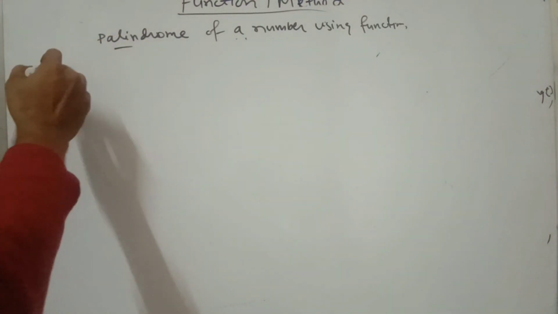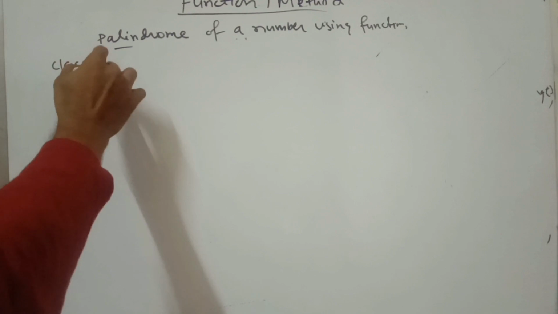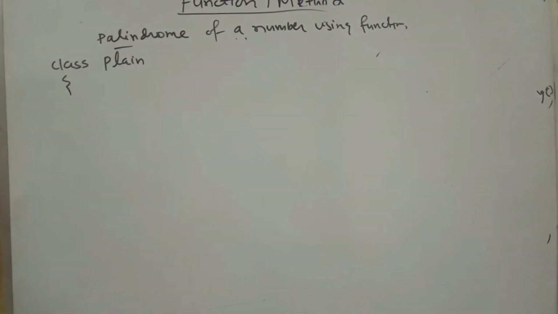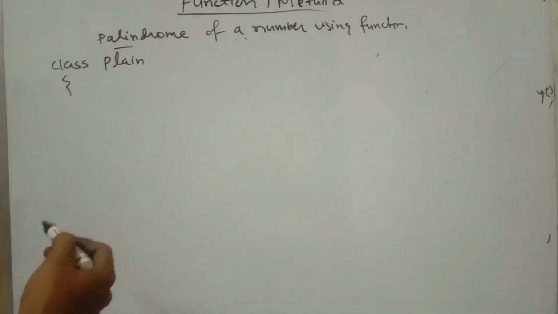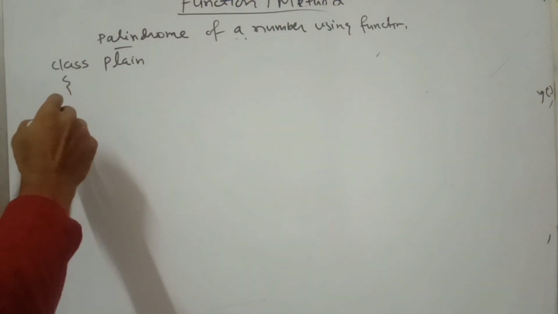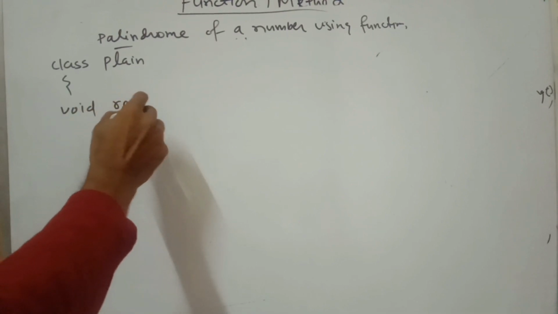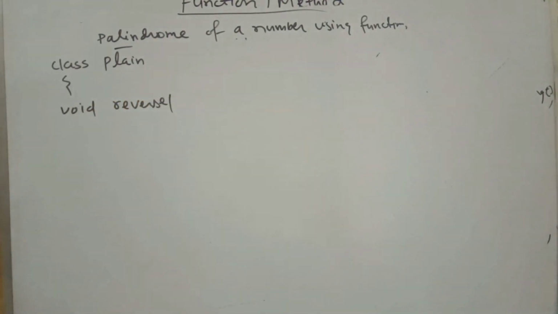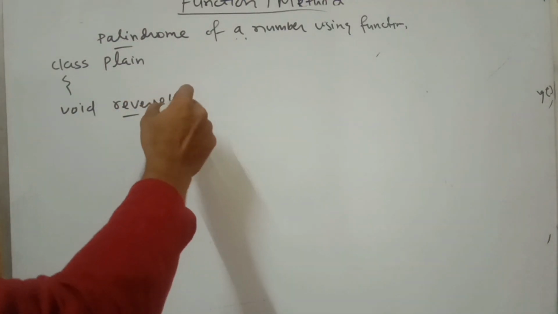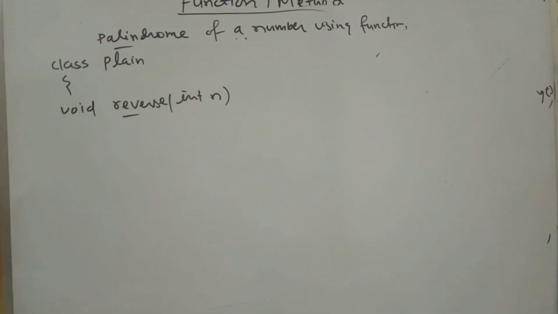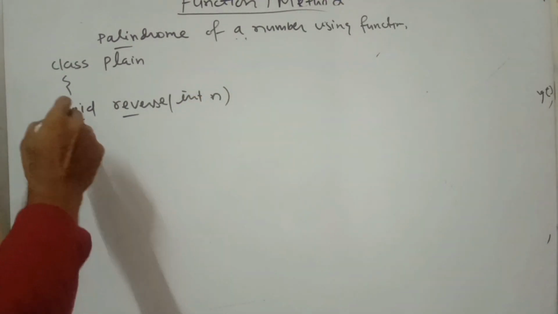So write a class, just write any class name, Plane. After that you create your own function. So here it is non return type, so you write void. After that, first of all we are going to reverse that number, so we consider the function name is reverse. Now here we consider the number n. Here it is void, there is no return type.